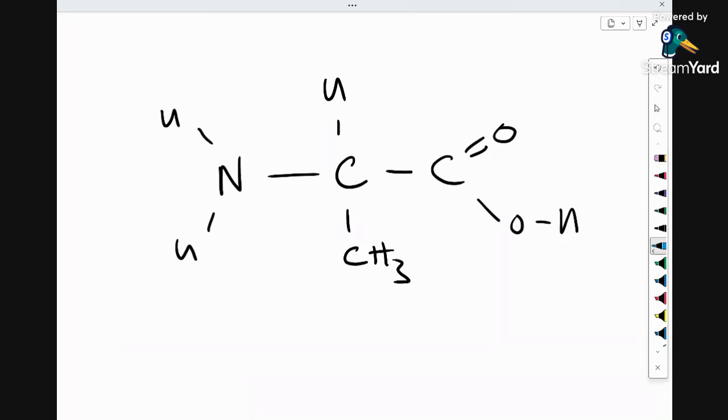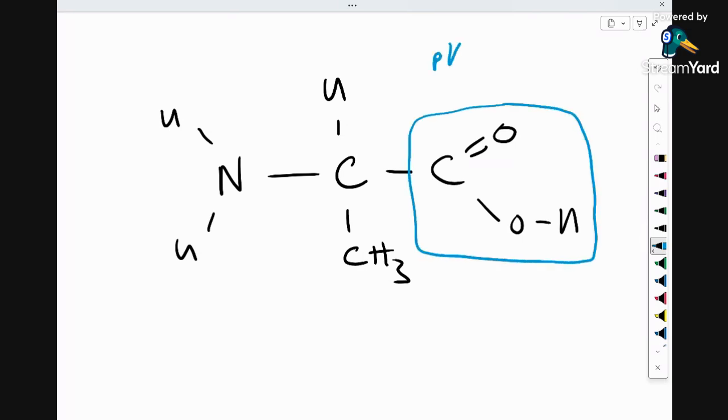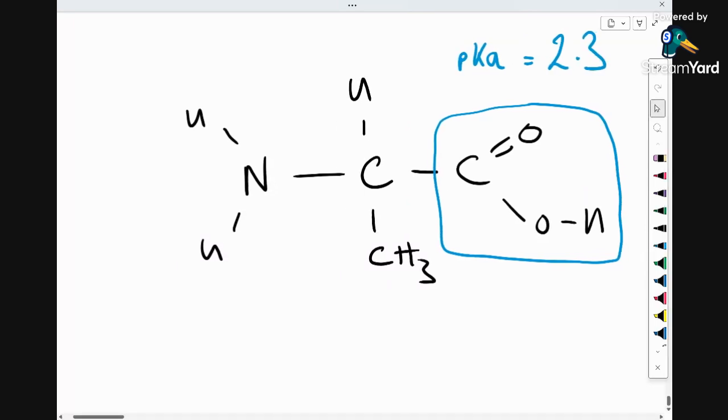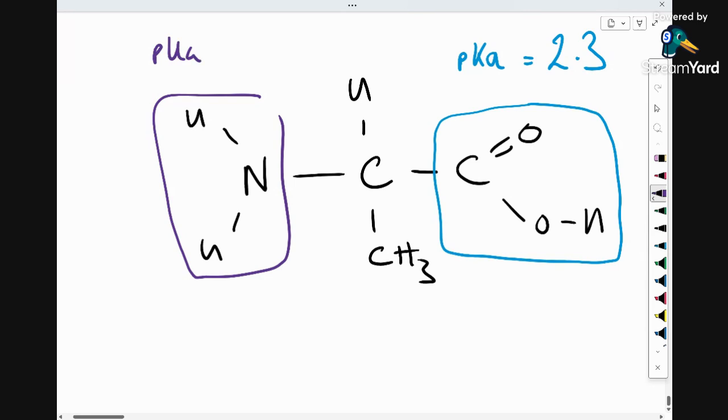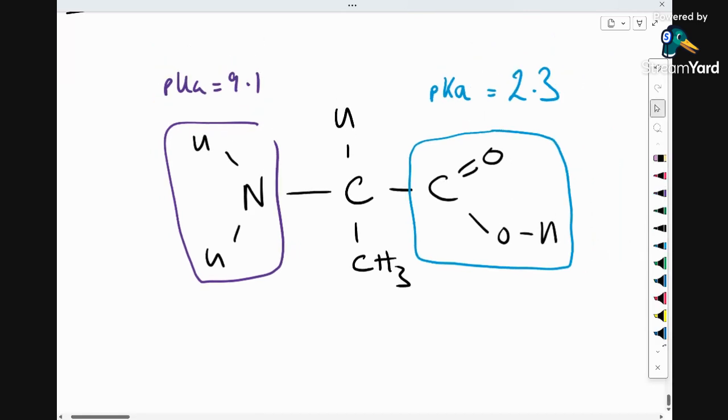The pKa value for the carboxylic acid group, if you were to look it up, is 9.1. No, it won't be that, will it? It'll be 2.3. The other one's 9.1. So the amino group pKa is 9.1.